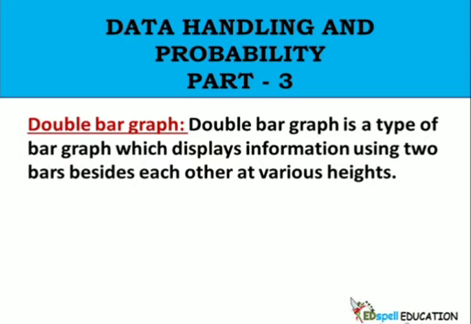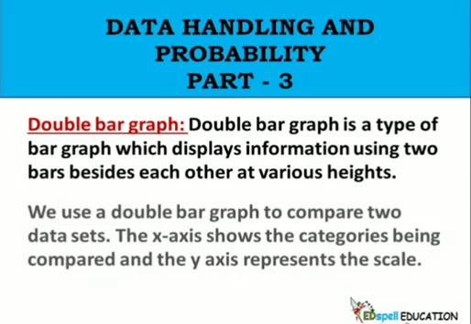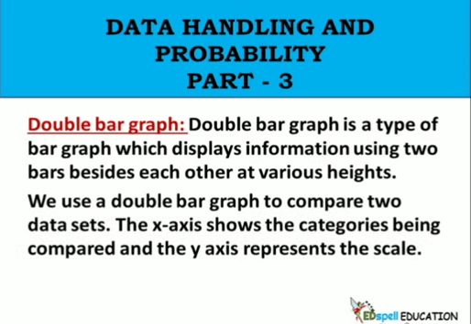What are double bar graphs? Double bar graphs are graphs that display information using two bars beside each other at various heights. The bars can be arranged vertically or horizontally. Double bar graphs help us to compare two data sets at the same time.